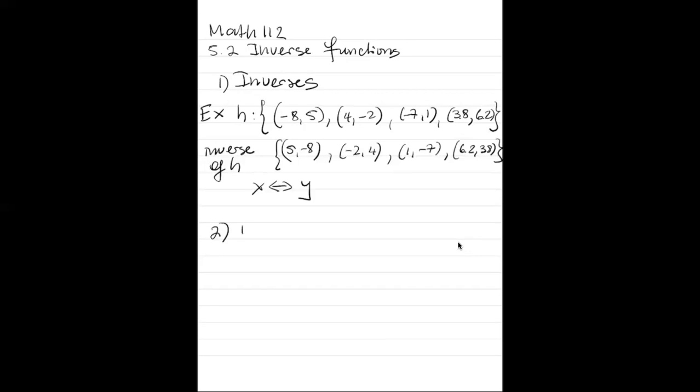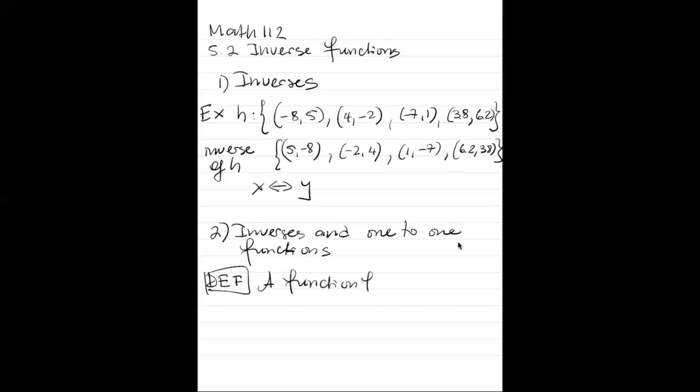Now we're going to talk about inverses and one-to-one functions. So if the function has an inverse, and if that inverse is also a function, we call that function one-to-one. So definition, a function f is one-to-one if its inverse is also a function.